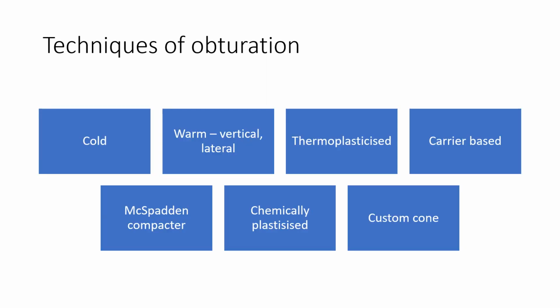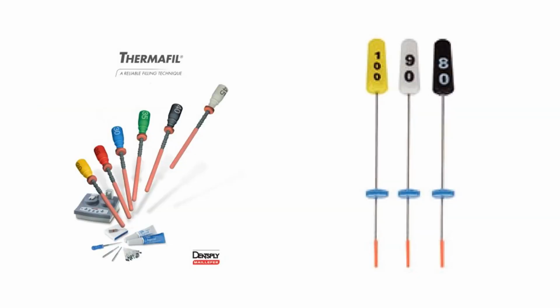And then the different techniques of obturation. This is a place where they can ask many image based MCQs. Under thermoplasticized, you have Obtura. Under carrier based, you have Thermafil and Simplifill. Then you have mixed pattern compactor, then custom cones. Thermafil looks like this, the first image, and the next one on the right side is Simplifill. They are both carrier based, but Thermafil is a complete long GP cone, whereas Simplifill is called sectional obturation.